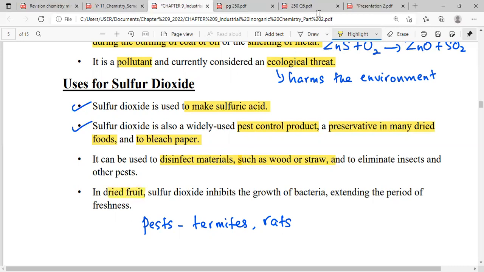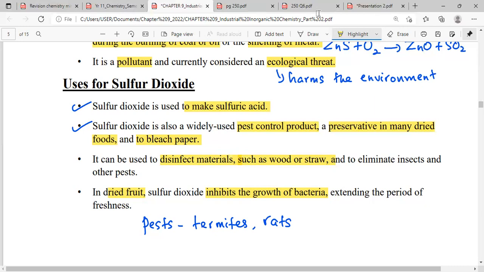Sulfur dioxide actually stops the growth of bacteria. It has the ability to kill bacteria. So the bacteria will not act on the food and spoil the food or decay the food. So the food will be in a good condition for a long period of time.